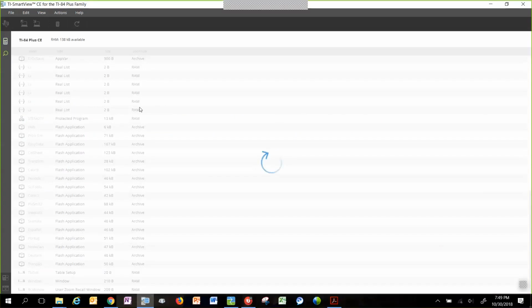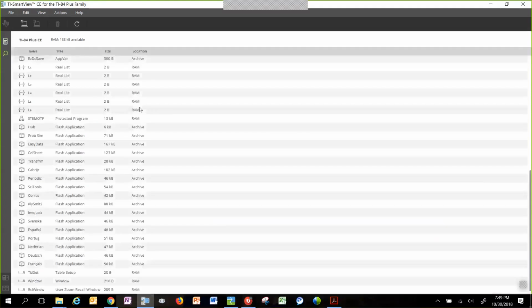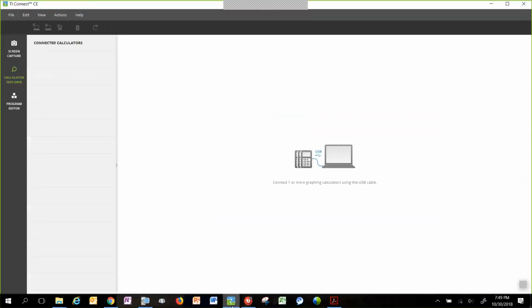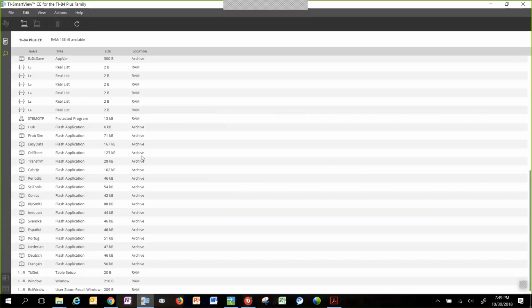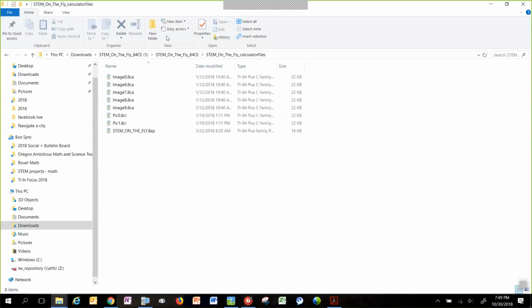Actually, if you are putting it onto handhelds, it's kind of the same experience. It looks a little bit different. I've actually got my TI Connect here loaded up, but I don't have a handheld at home, so I'm going to use SmartView. You would see the same piece here, a calculator explorer. In this case, it's the emulator explorer view. And you can take all those files and drag and drop them onto the device.